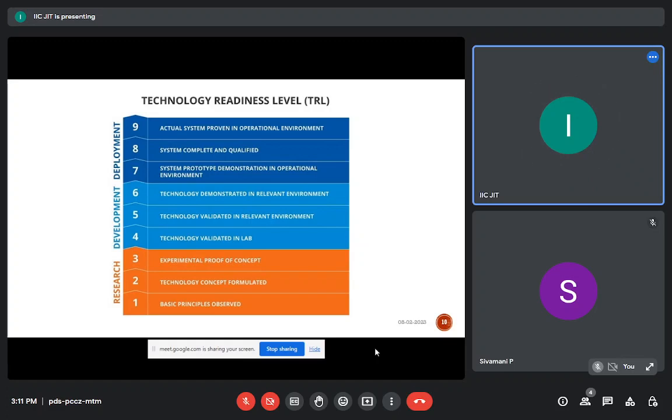I'll repeat again. TRL level 1, basic principles observed. It's only a simple block diagram. TRL level 2, you are improving the block diagram into a basic technology concept formulated. You are developing it into something concrete. TRL level 3, you are doing some analysis, simulation, and demonstrating an experimental proof of concept. But these 3 are idea and what? Proof of concept. What are these 3? Prototype. Basic prototype, advanced prototype, working prototype. And what is basic prototype? TRL level 4.